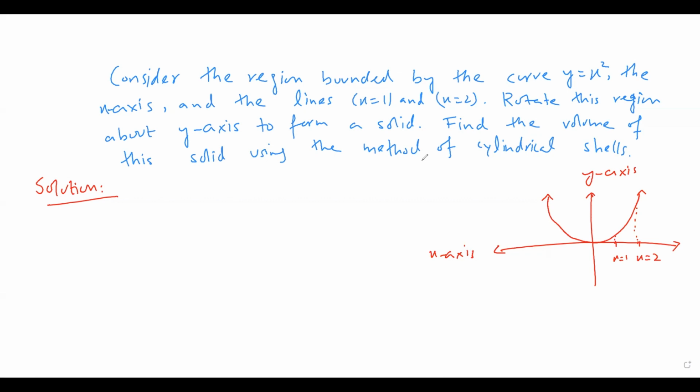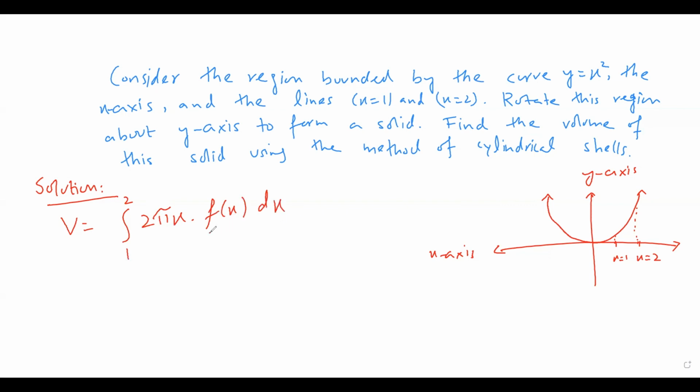Okay, so to find the volume of the solid formed by rotating this region bounded by y equal to x squared, and the x-axis and the lines x equal to 1 and x equal to 2 about the y-axis, the volume is given by the integral from 1 to 2, because x equal to 1 and x equal to 2. And then we have 2 pi x times f of x dx.